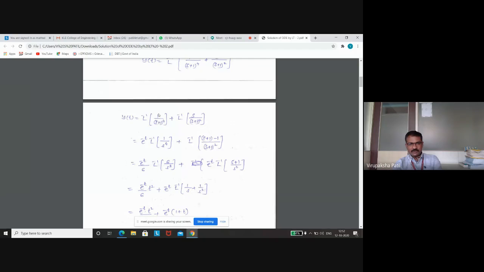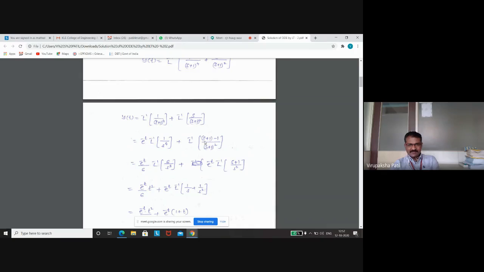So if it is only 1 divided by s plus 1, you would have written this as e to the power minus t, but here it is s plus 1 raised to 4. So what you need to do, first you have to apply the reverse shifting property. So it becomes e raised to minus t into L inverse of 1 divided by s raised to 4 plus... here you observe the numerator contains s, it is s plus 1 raised to 2.